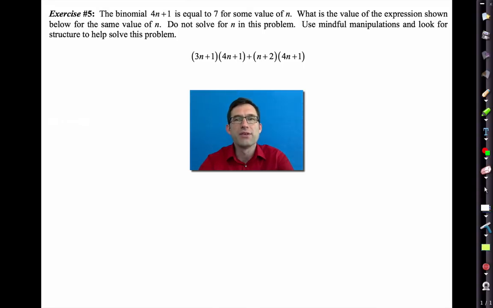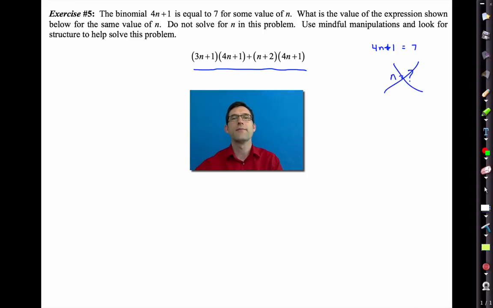We're going to use mindful manipulations and look for structure to figure out what the value of this complicated expression is. What does this expression equal? If 4n plus 1 is equal to 7. So what I'd like you to do is play around with this. See if you can use the fact that 4n plus 1 is the same thing as 7, right? That's what it means, right? Without solving for n, I don't want you to figure out what n is equal to. Don't do that, all right? Try to use mindful manipulations to figure out what that expression is equal to, okay? Pause the video and take as much time as you need to.